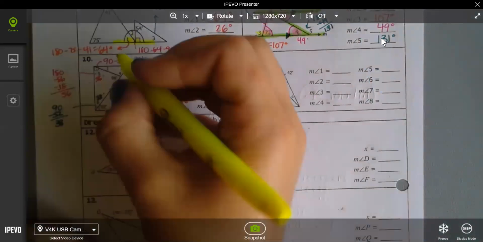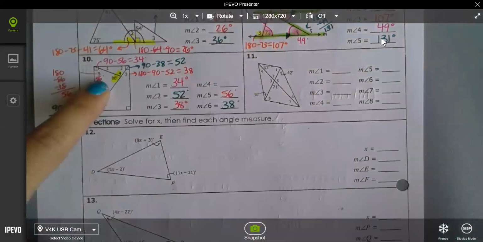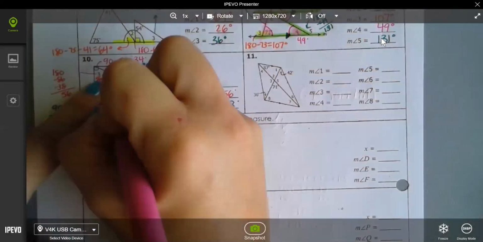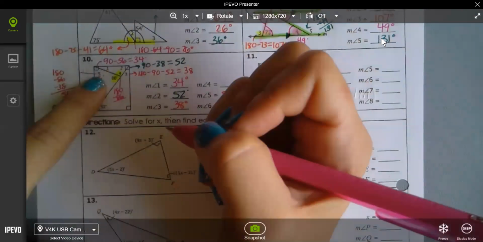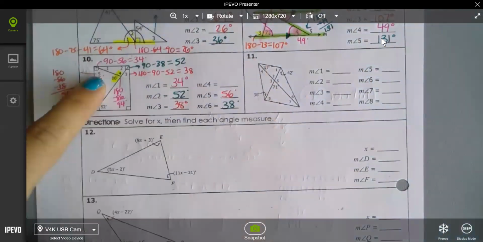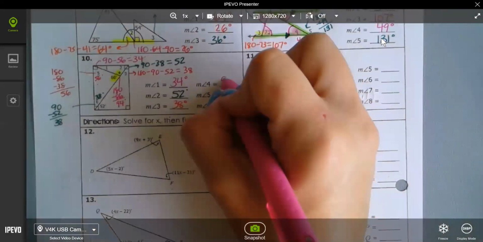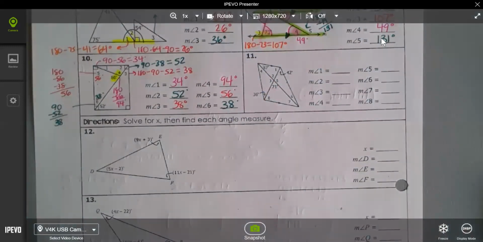Number 4, oh, look at this. That's a straight line. That's a linear pair, right? So that means that I can do 180 straight line minus 86, and that is going to be a 94 degree angle for number 4. So one answer leads you to the next, which leads you to the next, which leads you to the next.